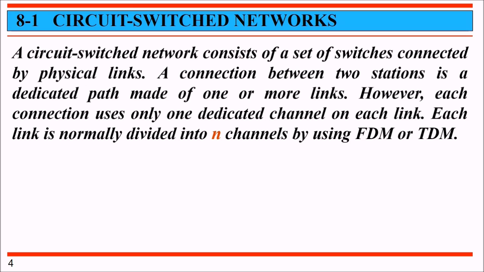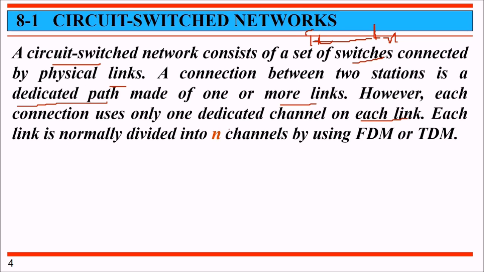A circuit switch network consists of a set of switches connected by physical links. The connection between two stations is a dedicated path. This is very important. It is a dedicated path made of one or more links. So there has to be a dedicated path between the TX and RX, that is, transmitter and receiver. However, each connection uses only one dedicated channel on each link.